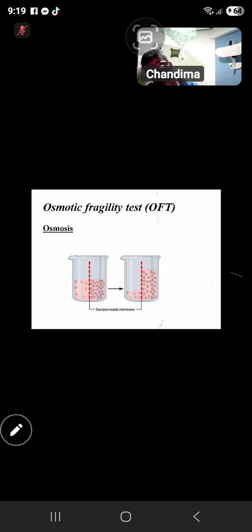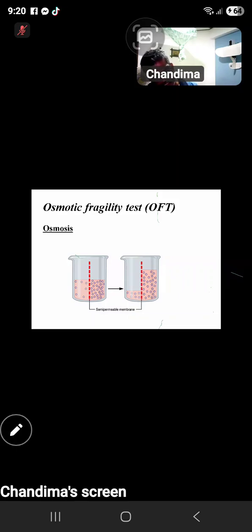But if we put it in a hypertonic, means it is going to have a higher number of water molecules. What is going to happen? Water molecules are going to get into the red cells until equilibrium is achieved. Until both are equal, water molecules are going to enter into the red cell. But if you put the red cell into the hypotonic one, water molecules are going to come out from the red cells.